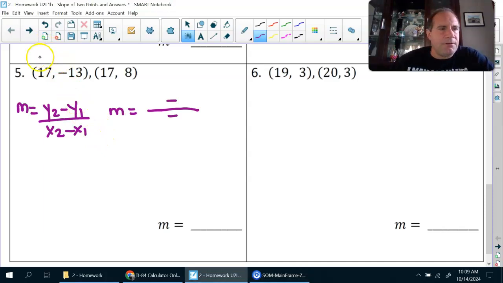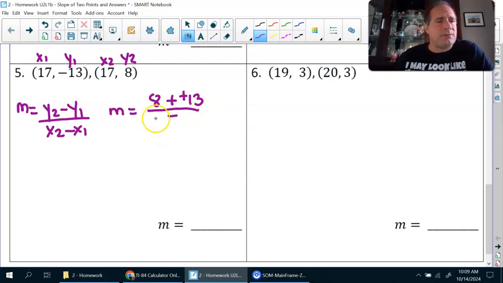Remember, you set up your formula and then you label x1, y1, x2, y2. And you get 8 minus a negative 13. That's y2 minus y1. And then the double negative becomes a positive. 17, x2 minus 17.